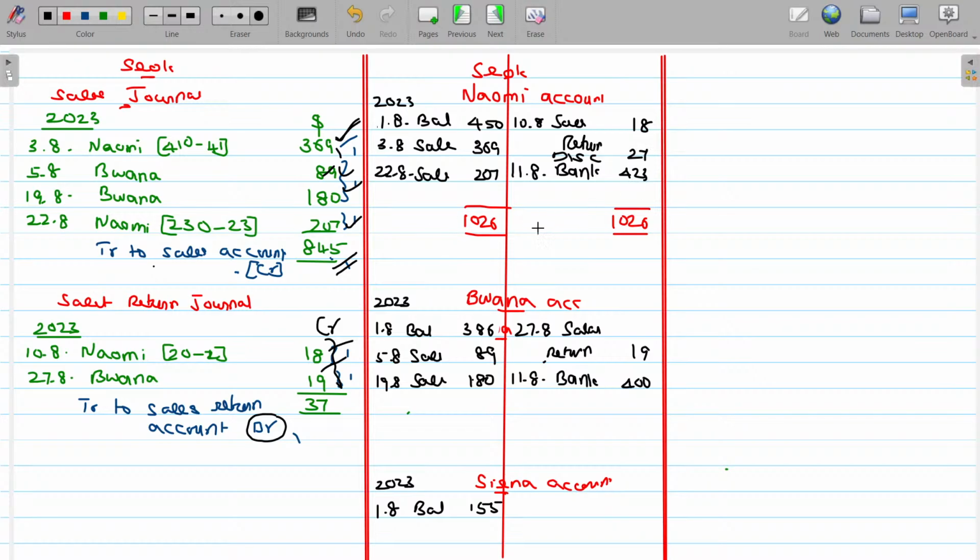Now I can tally this 1026. On tally, I get a balance of 558. Balance carried on. And rewrite here as balance brought down for the next month, 1st September. Balance brought down 558.